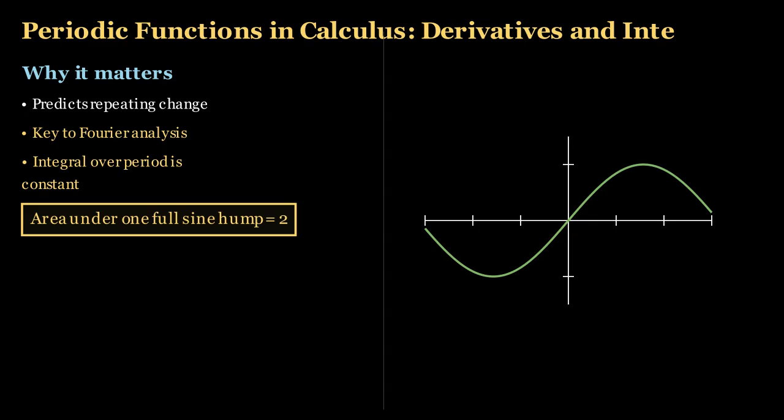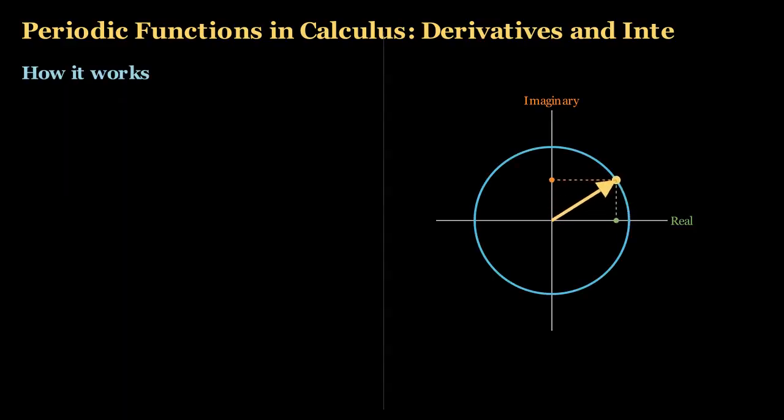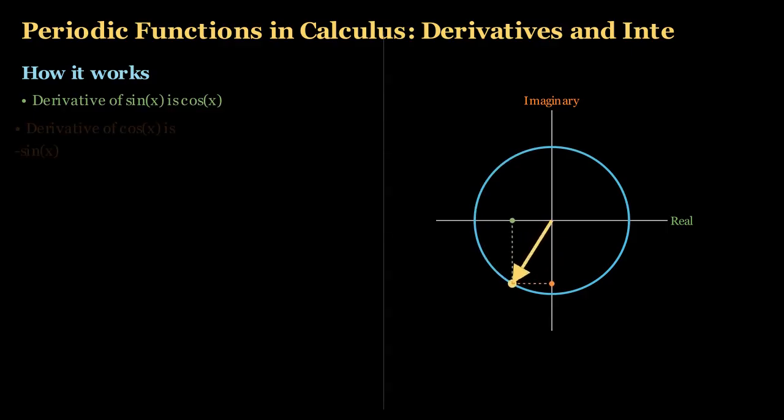Picture a radius spinning. The height of the point is sine of the angle, and the horizontal shadow is cosine. As the angle increases at a steady rate, the height wiggles up and down, that's the sine wave. Now, how fast is the height changing? When the point is at angle 0, height is 0 but moving up fastest, that's cosine of 0, which is 1. So the derivative of sine is cosine.